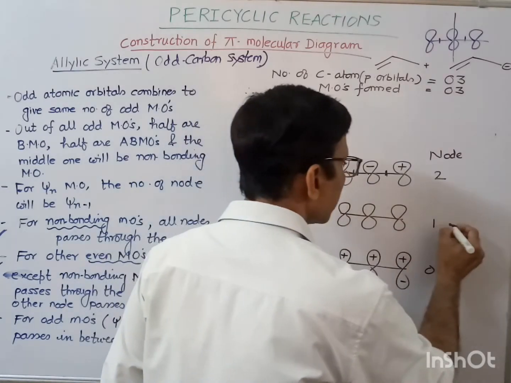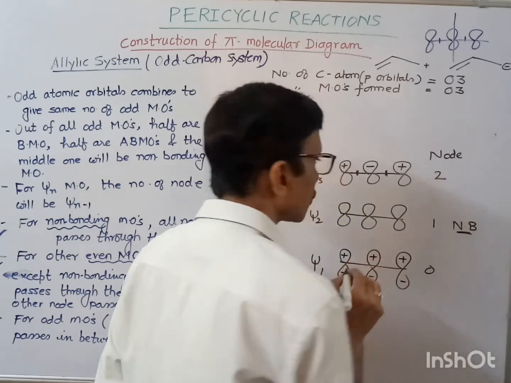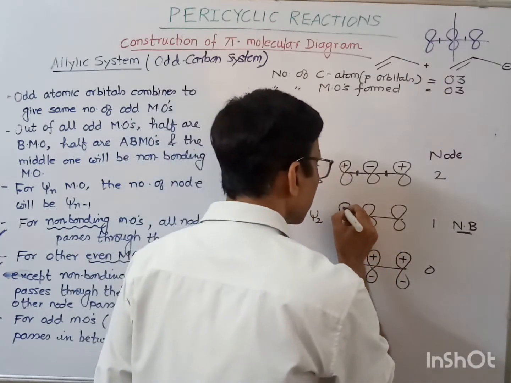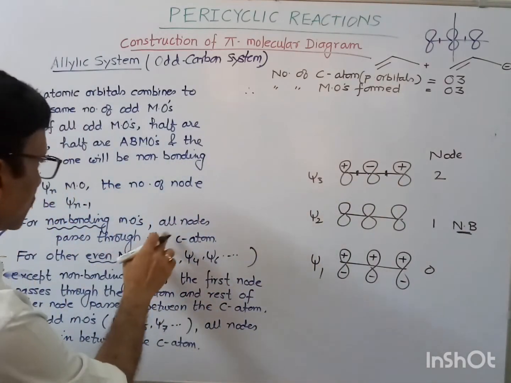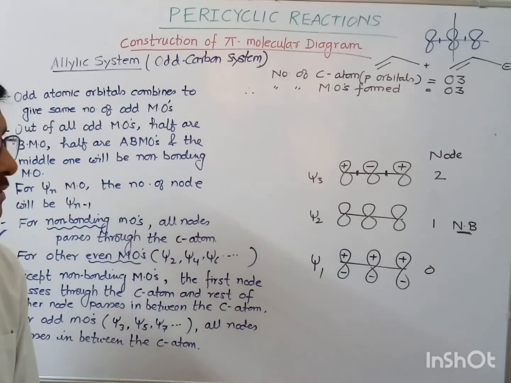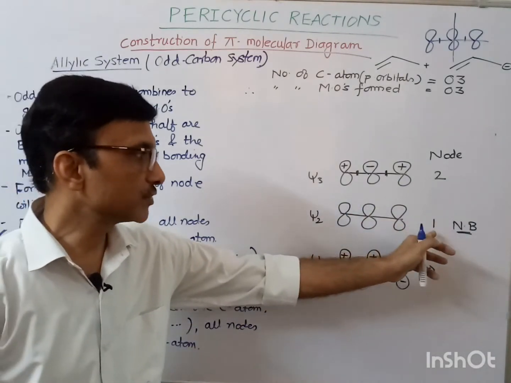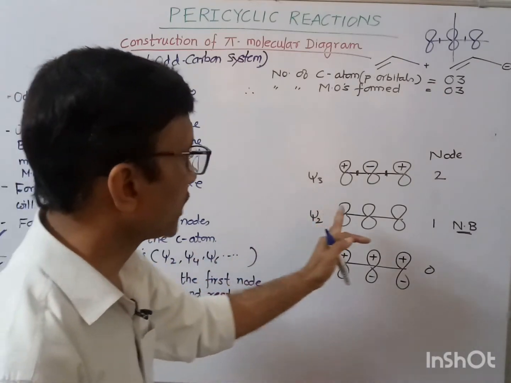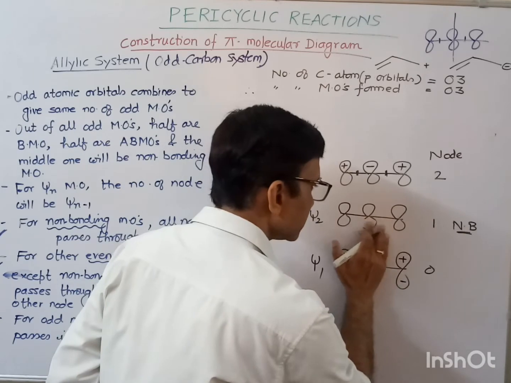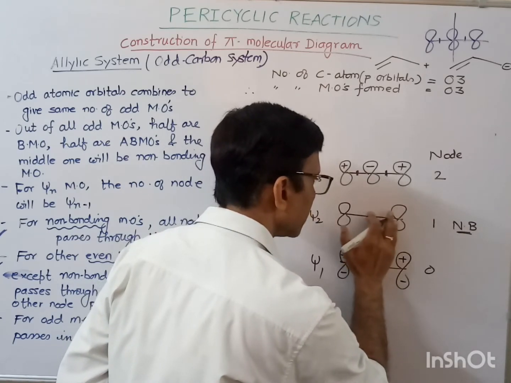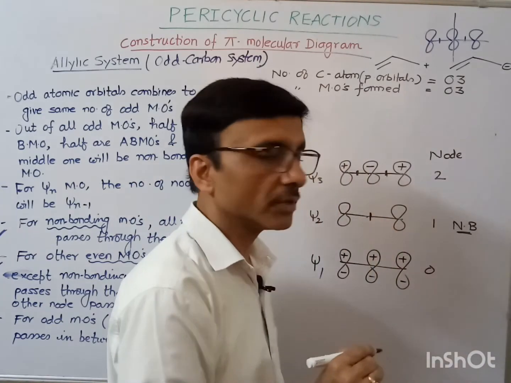Now this is the non-bonding molecular orbital. What is the rule for the non-bonding molecular orbital? All nodes pass through the carbon atom. So psi 2 is non-bonding here, the number of nodes is 1, and that node should pass through the carbon atom, so only the center. Through the center is this p orbital, and we should not draw this p orbital over here because the node is present there.